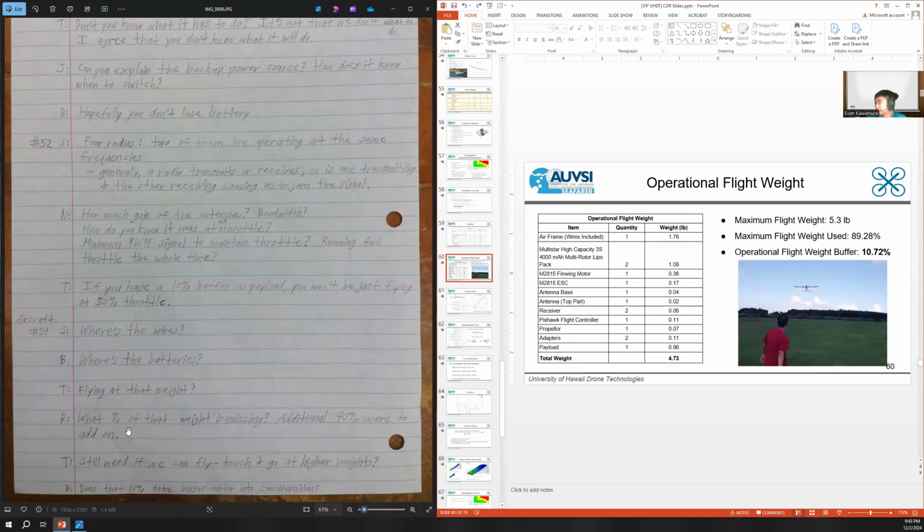Oh wait, this one. What percent of that weight is missing? There's an additional 40% more to add on. I'm not sure where that 40% is coming from. Maybe I wrote this wrong when I was writing my notes. Maybe I meant 10%.